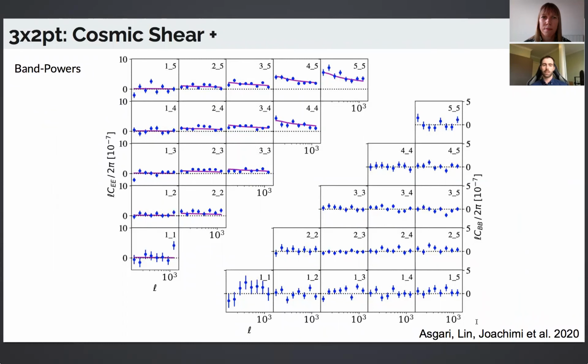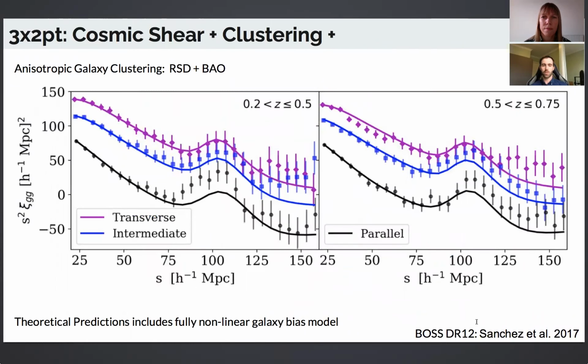Now for the galaxy clustering, we use BOSS DR12 galaxies, so we use a spectroscopic sample. Specifically, we measured the anisotropic correlation function in 2 redshift bins. These are shown here. And then we further split up the correlation functions with respect to the angle of the line of sight in correlation function wedges, and then do a full shape analysis of this measurement. So this very closely follows the BOSS DR12 analysis of Sanchez et al.